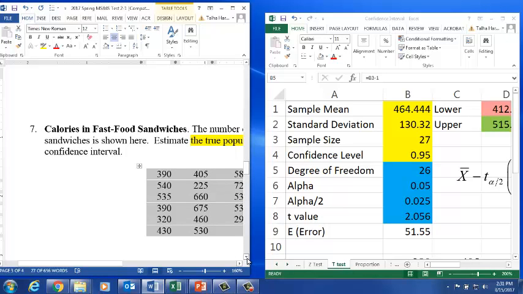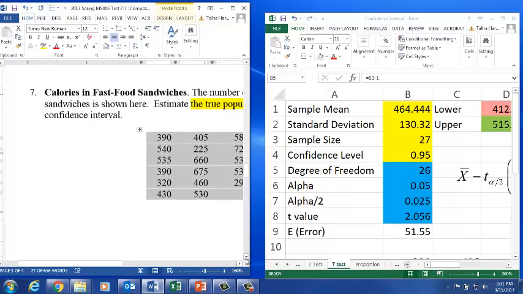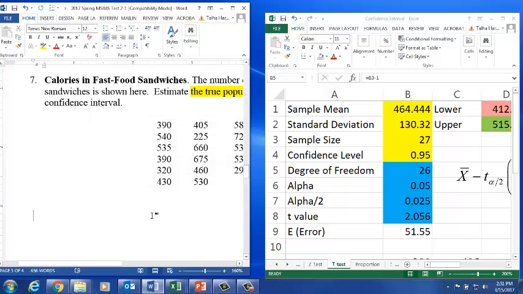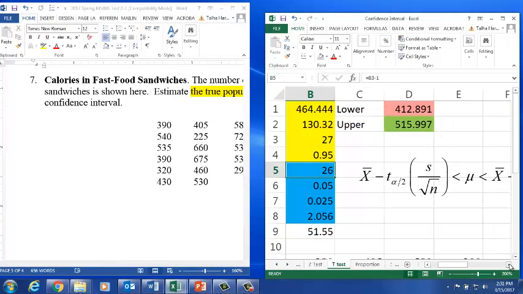The answer for this confidence interval is 412.891, which is the lowest, and 515.997, which is the highest. So the confidence interval is 412.891 to 515.997. This is the 95% confidence interval, which means we are 95% sure the calorie number would be between these two numbers.